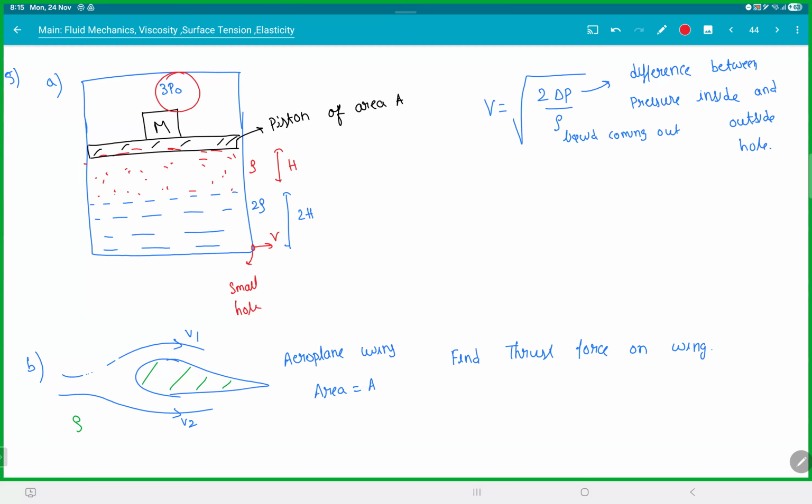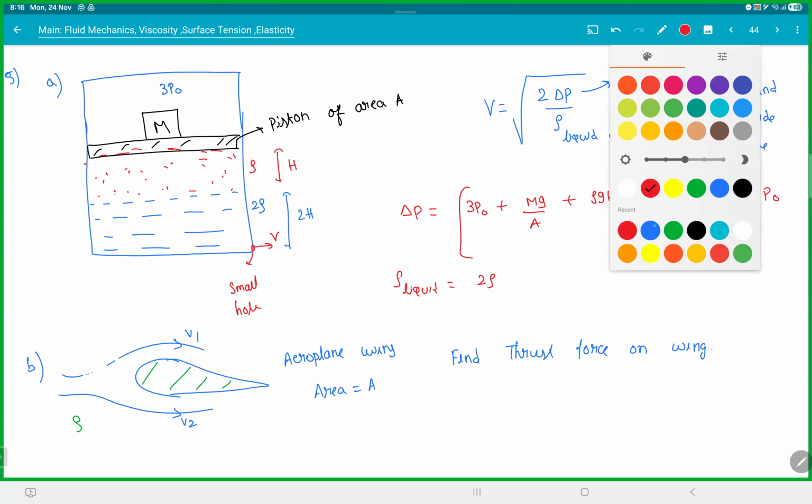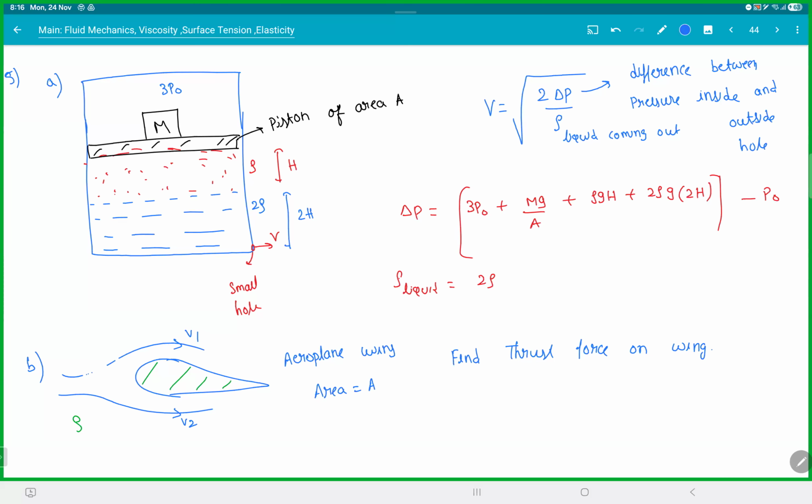So then what is the pressure here? This is 3P naught. So delta P will be 3P naught. Then the block will generate a pressure of mg by area. Then that liquid will generate rho GH. The second liquid will generate 2 rho G 2H. This is the pressure inside the hole, and outside is P naught. And the rho of the liquid which is coming out is 2 rho. Substitute there, you'll get the answer. Clear with this?